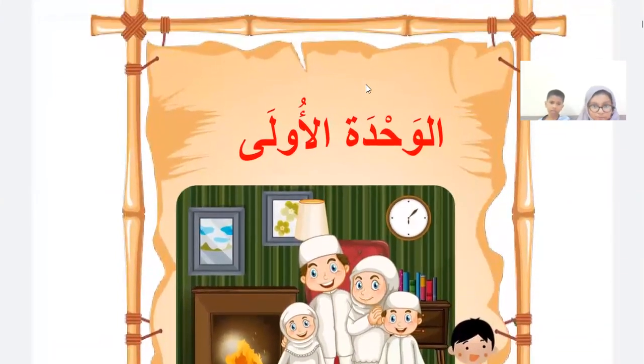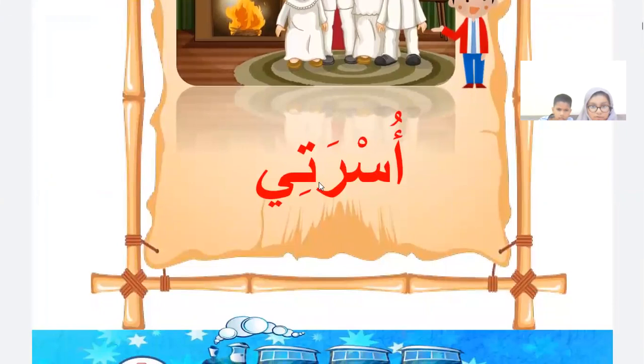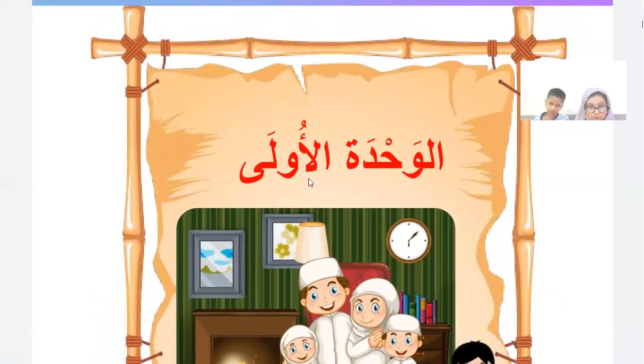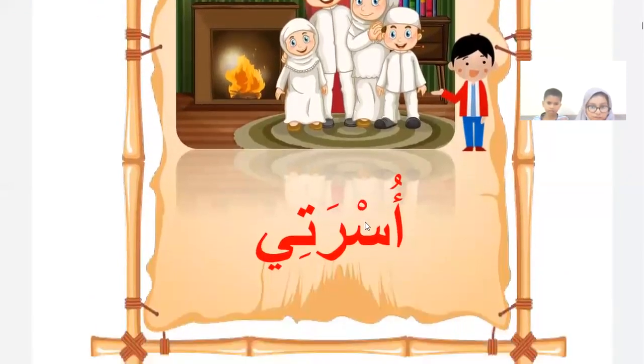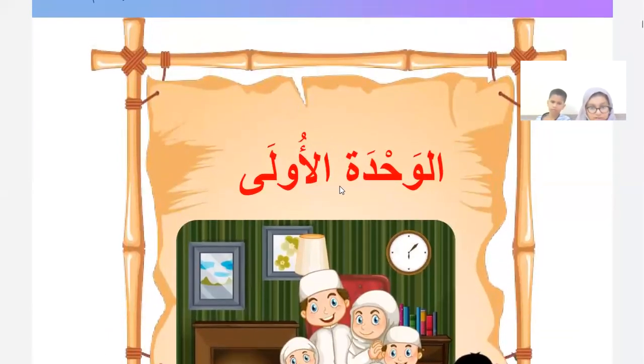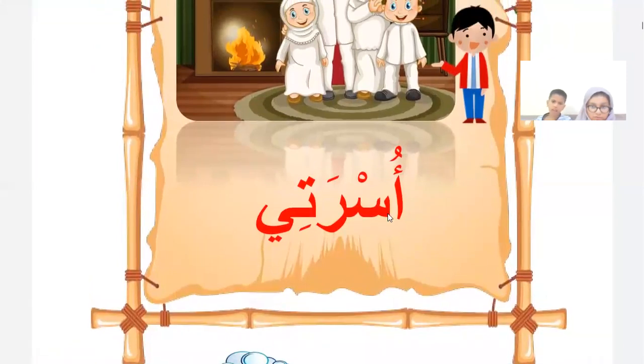Al-Wahdatul Ula, first unit. Al-Wahdatul Ula means first unit. Usrati, my family. Latifa, read this. Al-Wahdatul Ula. Good. Meaning? First unit, okay. Usrati, my family. Good. Riyan. Al-Wahdatul Ula. First unit. Good. Usrati, my family.